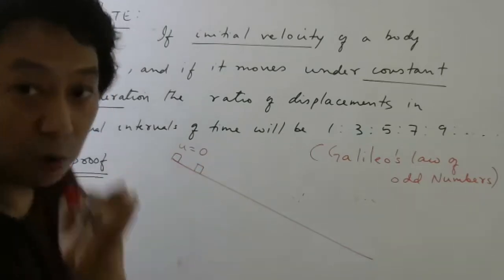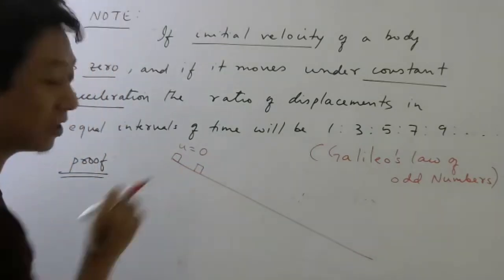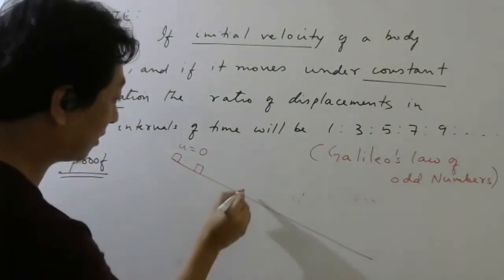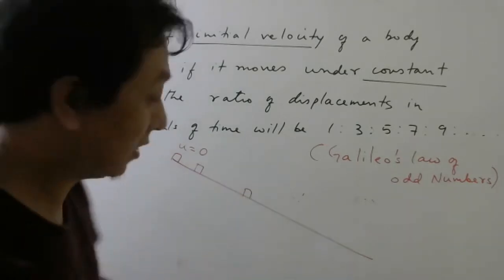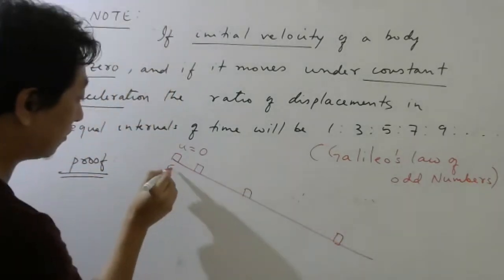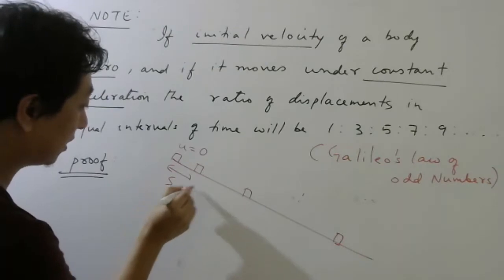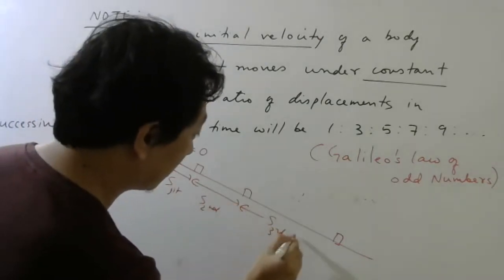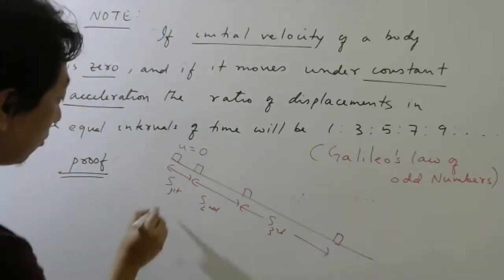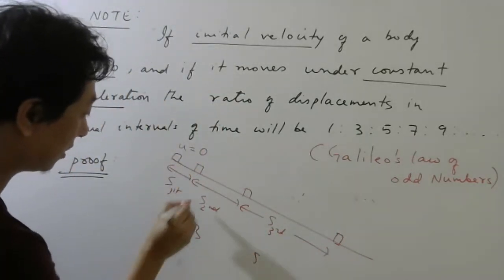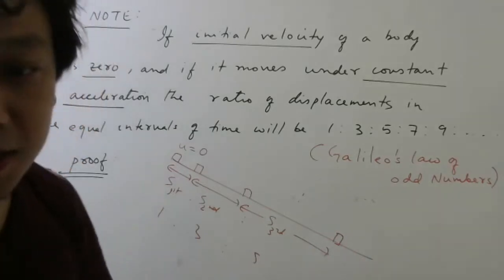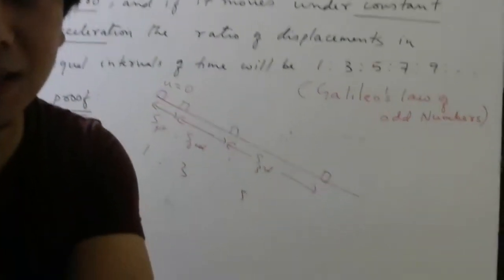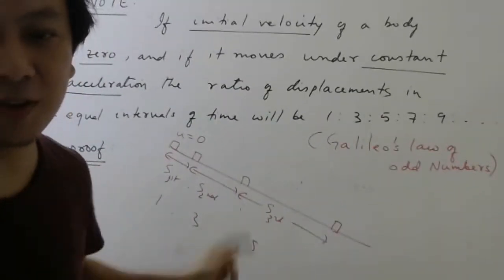So after one heartbeat, suppose it reached here, then next heartbeat, it reached here. Next heartbeat, it reached here. And if this distance is s first, this is s second, this is s third, then he found the ratio of these to be 1:3:5. Understanding or not understanding? I'm just trying to tell you what he did historically. No need to know this for exam.